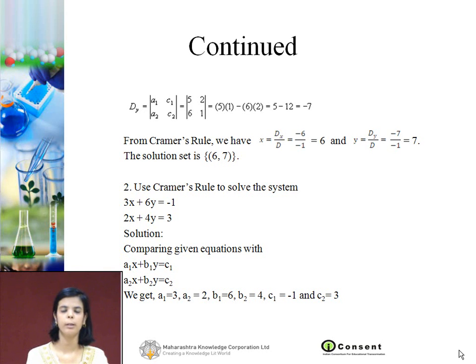Use Cramer's rule to solve the system 3x plus 6y is equal to minus 1 and 2x plus 4y is equal to 3. Comparing the given equations with a1x plus b1y is equal to c1 and a2x plus b2y is equal to c2, we get the values of a1 is equal to 3, a2 is equal to 2, b1 is equal to 6, b2 is equal to 4, c1 is equal to minus 1, c2 is equal to 3.